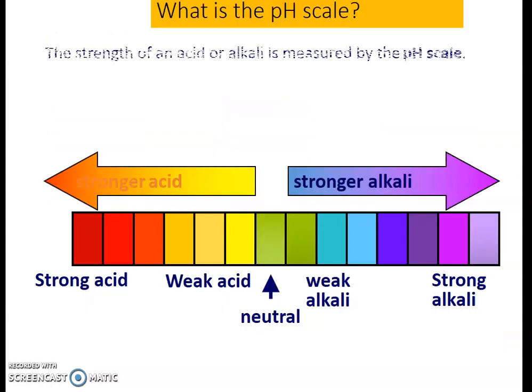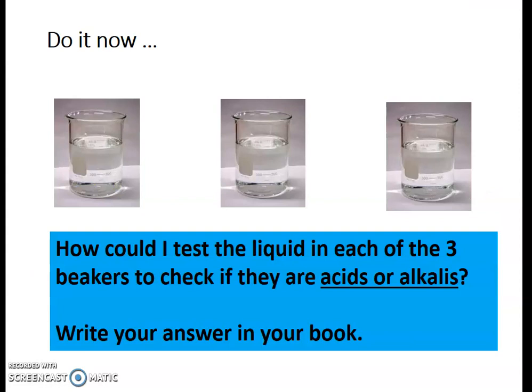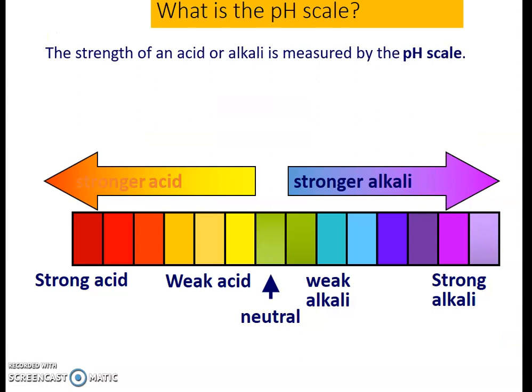Okay, let's have a look. So just to go back to that first of all, you would use something called a universal indicator, and that will tell you whether it's an acid or alkali, and it will match up to something called the pH scale, which is what we'll look at now. So the strength of an acid or alkali is measured by the pH scale. So if you use a universal indicator and put them into those 3 different liquids, it would show up a different colour, and you'd be able to match it to say whether it's an acid, neutral or an alkali.